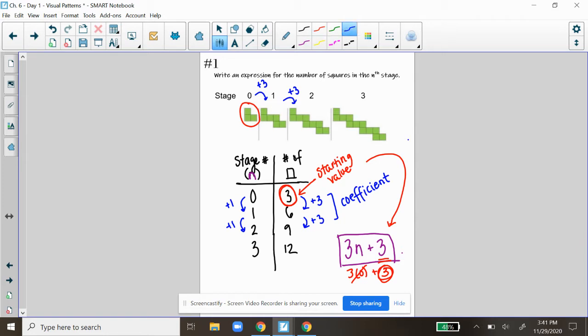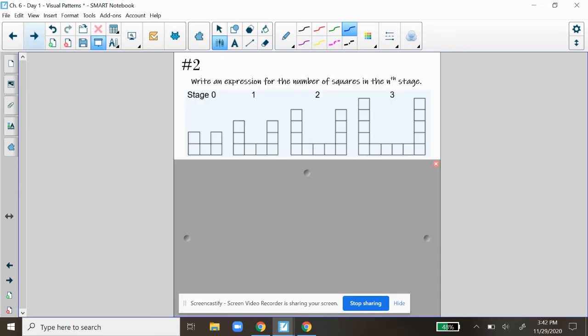Our coefficient, you remember hopefully that the coefficient is the number that's attached to a variable with multiplication. Hopefully you therefore feel familiar that this 3 in front is going to be our coefficient, because that means that for each stage value that increases, the number of squares is increasing by 3. I would like you to pause the video here and try this one on your own.